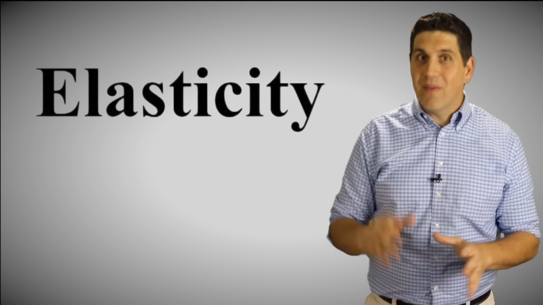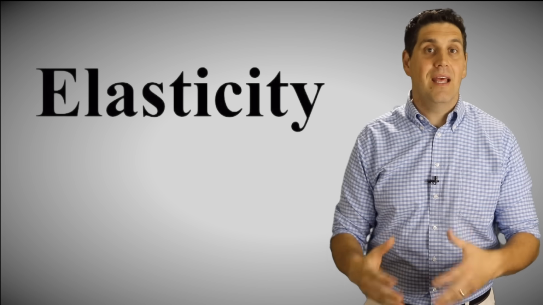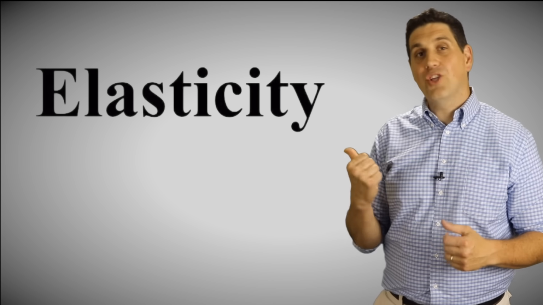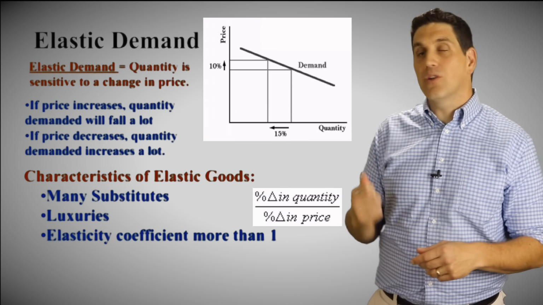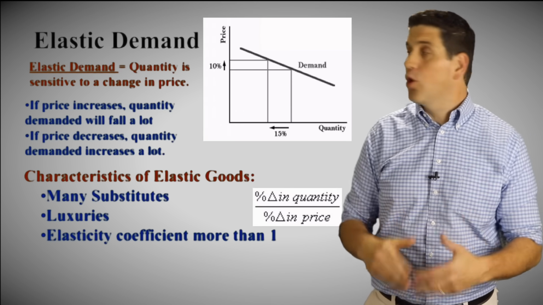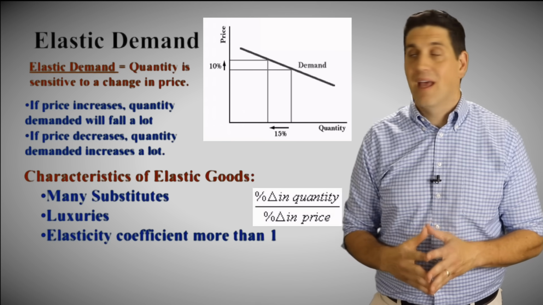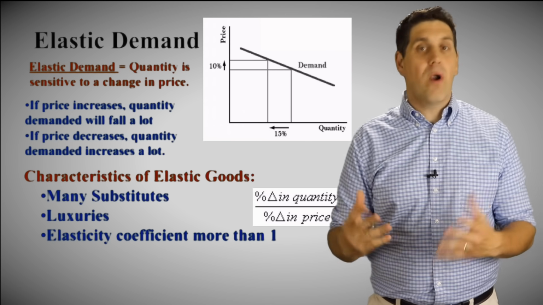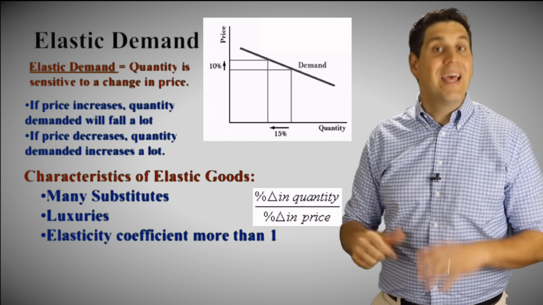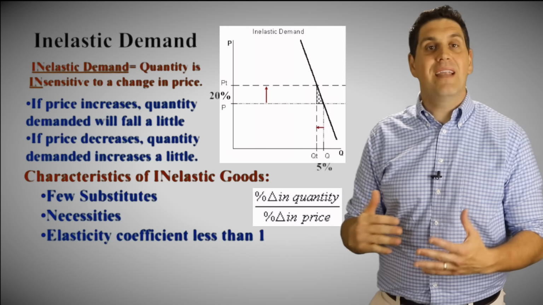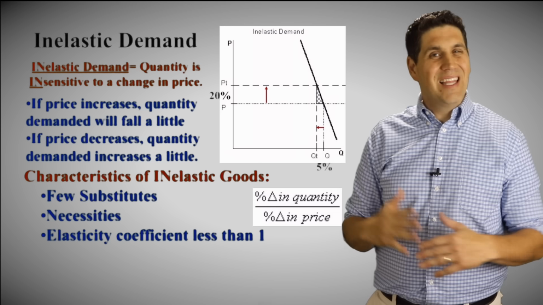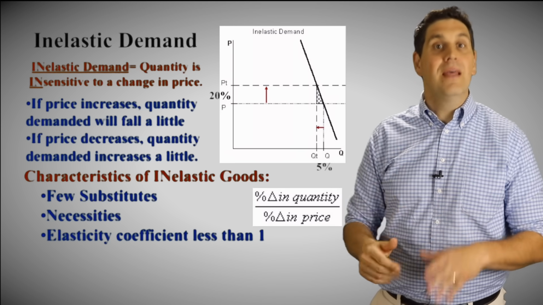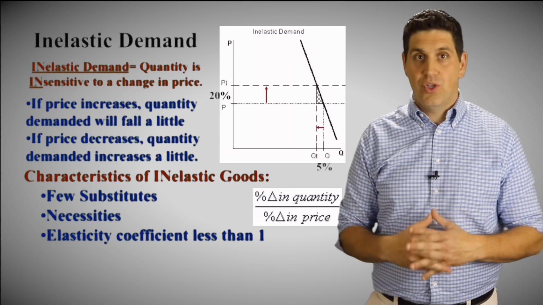The hardest part probably in this entire unit is the idea of elasticity. Elasticity shows how quantity changes when there's a change in price. Elastic means when price goes up a little bit, people buy a whole lot less. So quantity is very sensitive to a change in price. And when the price goes down, people buy a whole lot more, sensitive to change in price. Inelastic looks like this. This is the idea when price goes up, people don't buy that much less. When price goes down, people buy just a little bit more. So inelastic demand means quantity is insensitive to a change in price.